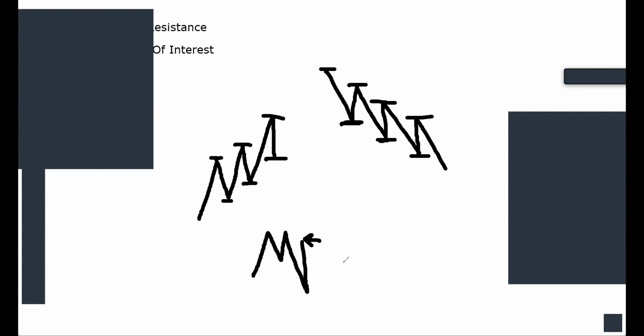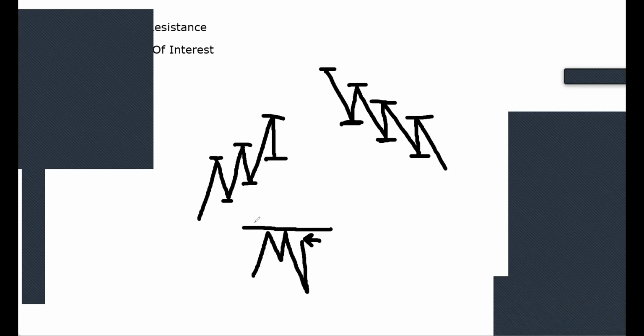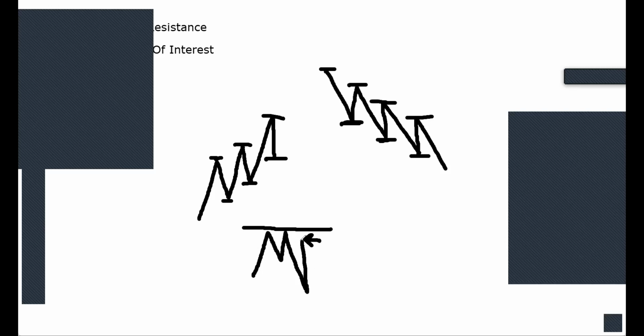Okay, so which area are you referring to as the resistance? This area over here? Right there. Okay, so let me evaluate what you're saying. So you're saying if the market was here and it came down here, and then it went up here and came back down here and it went right here, you would take a sell? I would take a sell, yes. You wouldn't take a sell yet.